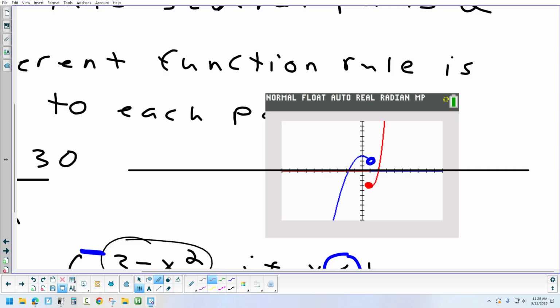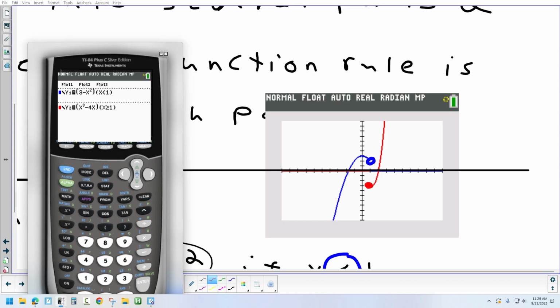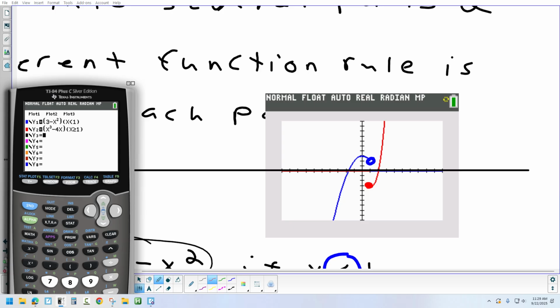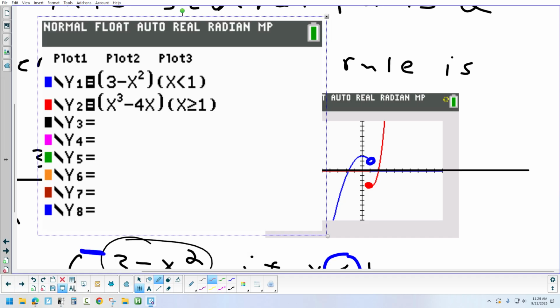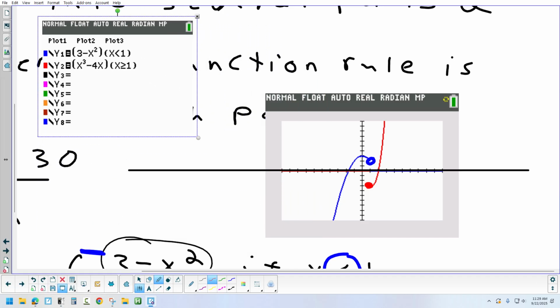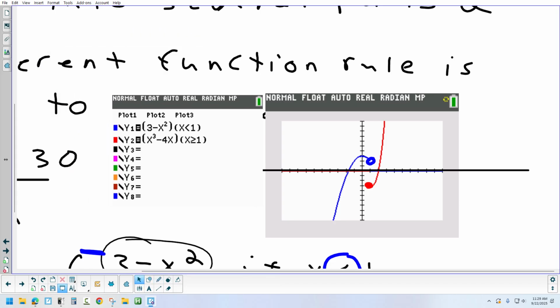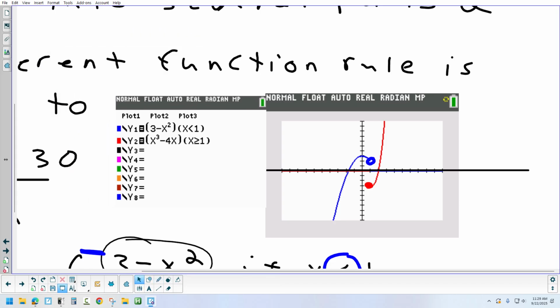And that's called a piecewise function. And this is how you type it all in. Just like that. Okay. Any question on typing in a piecewise function? All right, so that was what was left in 1.3.